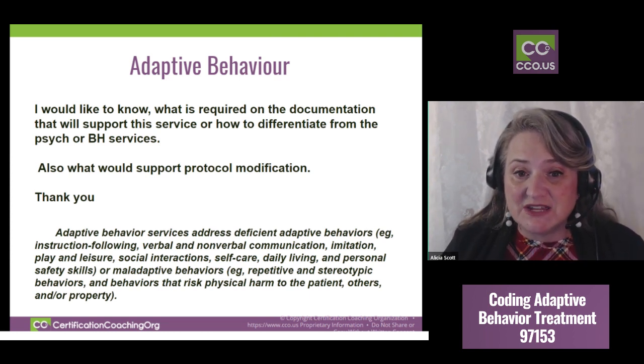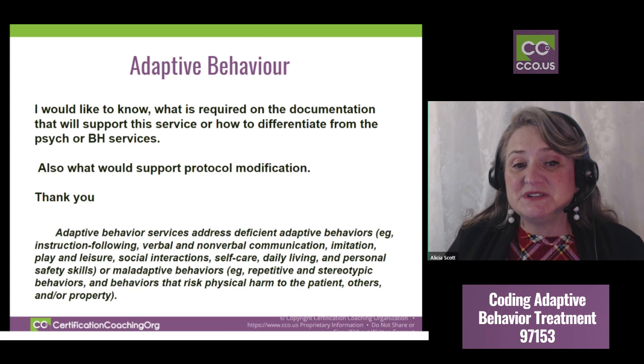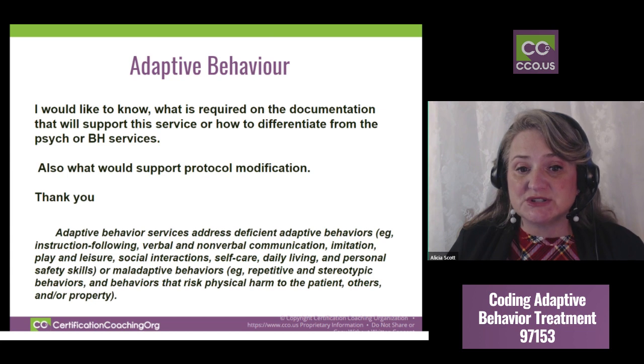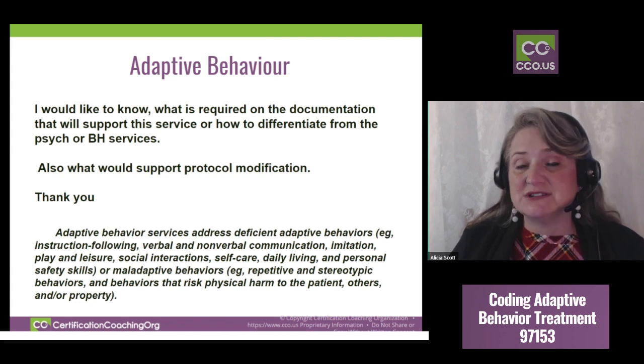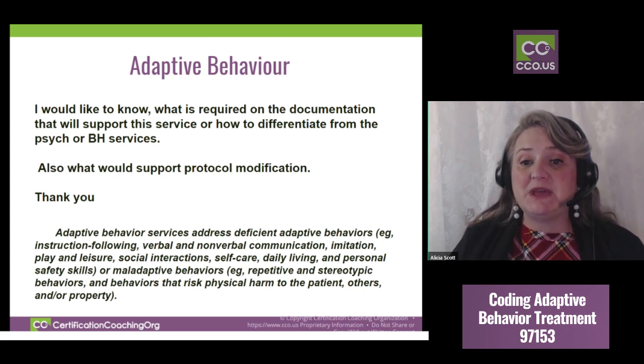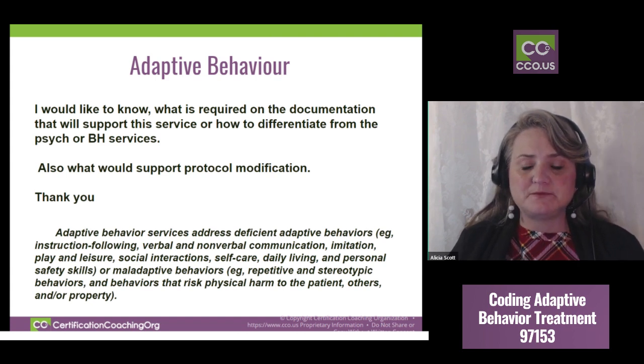Going on with the definition, it's going to be services that address deficient adaptive behaviors. Thus, we're talking about following instructions, verbal and nonverbal communication, imitation, play and leisure, social interactions, self-care, daily living, personal safety skills, or maladaptive behaviors such as repetitive and stereotypic behaviors and behaviors that risk physical harm to a patient, others, and or property.